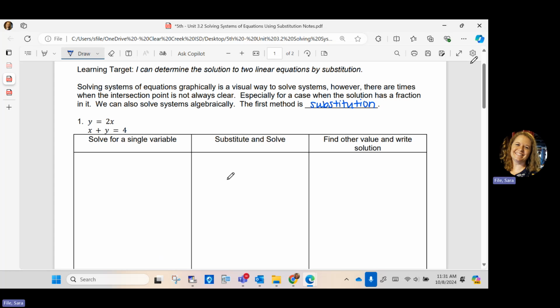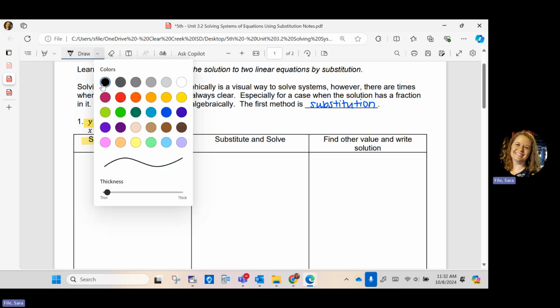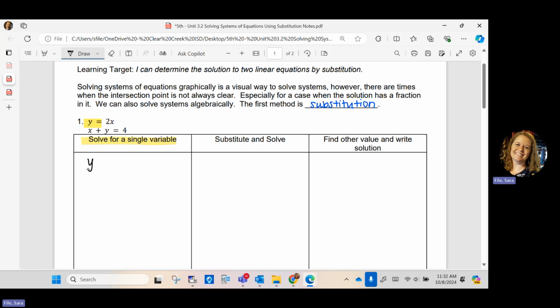So with equations, if you have one of your equations solved for a single variable, that's always step one here: solve for a single variable. The two equations that are given to us here, that's already done. We already have y equals. So y is by itself in one of the equations. It can be x or y, it doesn't matter. In this case, it is y. So we have y equals 2x already.